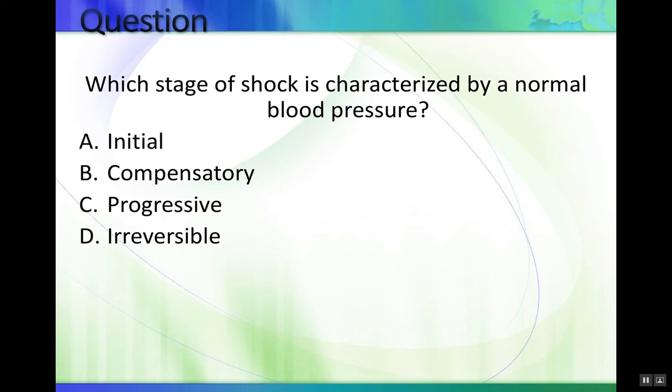So here is your next question. So with this type of shock, because the patient has a normal blood pressure, remember if their blood pressure is normal, I'm trying to drill this in your head, that's your compensatory stage of shock. The blood pressure is going to remain within normal limits. It's not until the second stage when they get to progressive where you'll see the patient become hypotensive with a mean arterial pressure dropping.